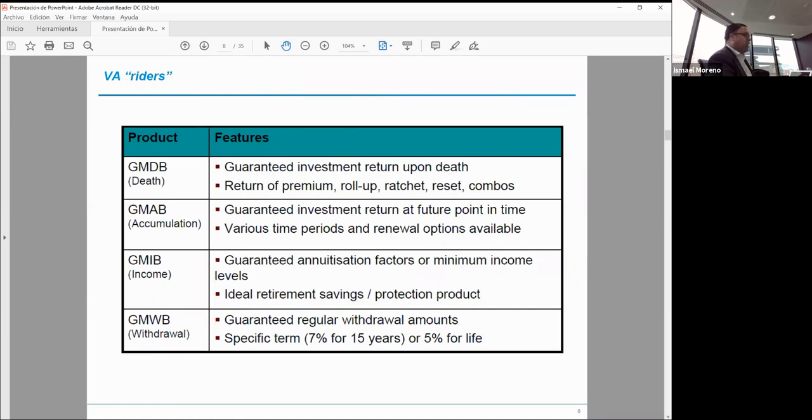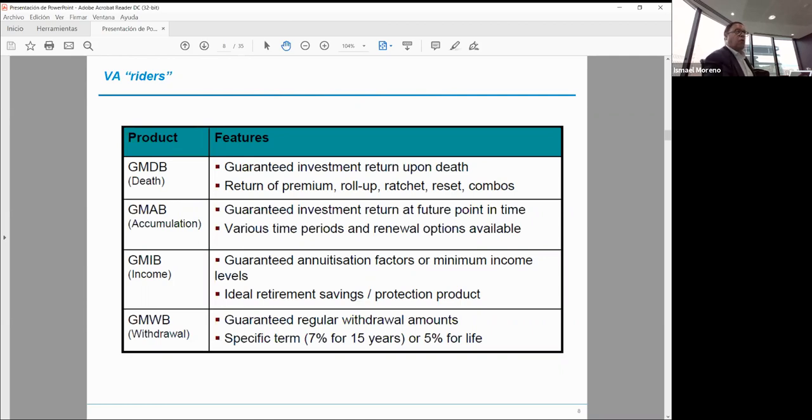There's the GMAB, where the A stands for accumulation, and this is a living benefit, and this is a much more expensive animal, as you can imagine, than the GMDB. This one basically guarantees that you will have a certain amount of money as a minimum at a certain point in the future, normally at retirement.